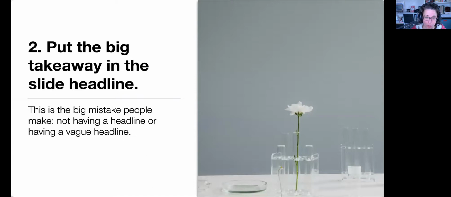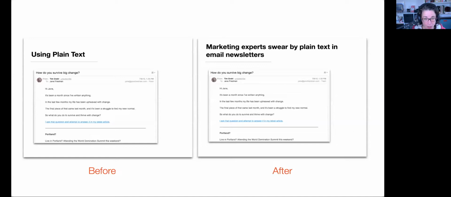Number two, put the big takeaway in the slide headline. You don't want to bury it or think that you're saving the best for verbal delivery. Instead, you want to make the point clear at the top and then explain and elaborate and show examples supporting the point. So here on the left, you'll see a slide that I've used in my class about email newsletters, about the merits of using plain text.